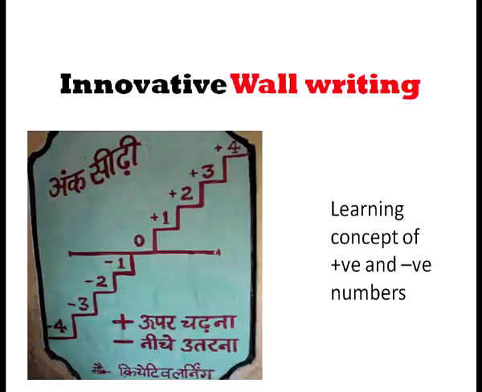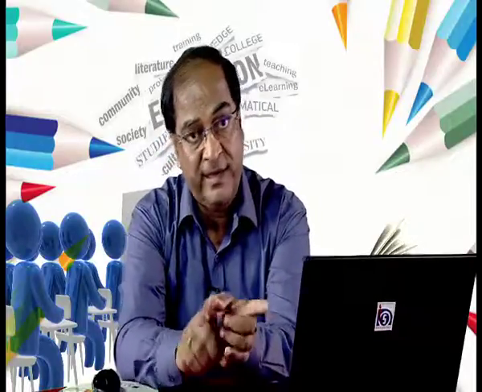On the wall you write 0, 1, 2, 3, 4 upstairs and -1, -2, -3 downstairs. If you move up, this is plus. If you move down, it is minus. So, this is innovative wall writing. And through this, one can easily initiate addition and subtraction, and also negative numbers.